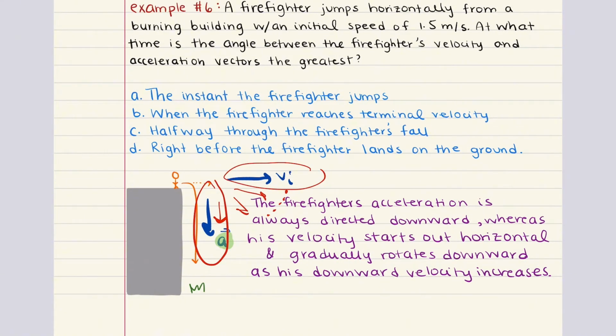Now, as the firefighter continues to fall, the vertical component of the velocity increases and it reduces the angle between the velocity and the acceleration vectors. By the time the firefighter reaches the ground, actually, the velocity vector is nearly aligned with the acceleration vector, making the angle between them very small. So, in conclusion, the angle between the firefighter's velocity and acceleration vectors is greatest at the instant that the firefighter jumps, and this corresponds to answer choice A.